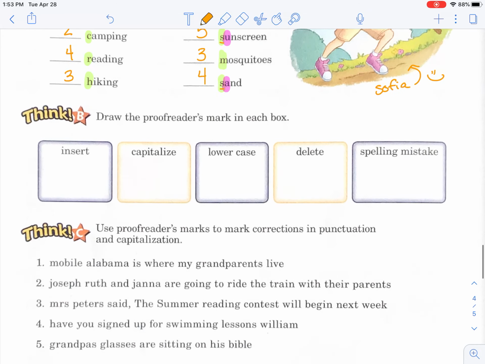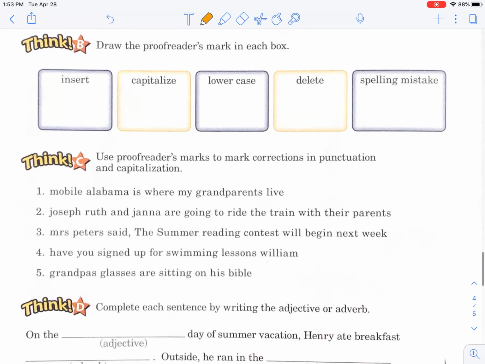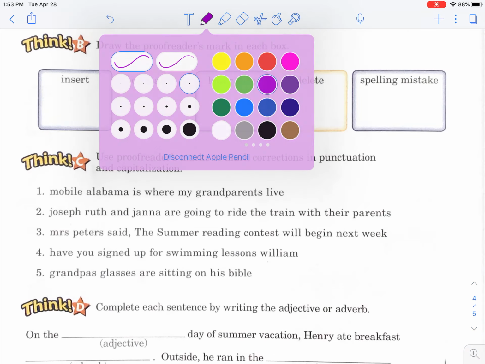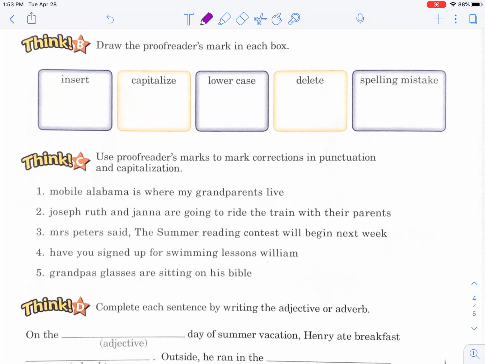Think B. Draw the proofreader's marks in each box. So if you are marking up someone's paper, maybe your friend said, please, can you double check my work? And they forgot a word. What would that look like if they forgot a word and you wanted to put a little thing in there? Or maybe they forgot a period and you want to insert that. Remember, it looks like a little mountain.